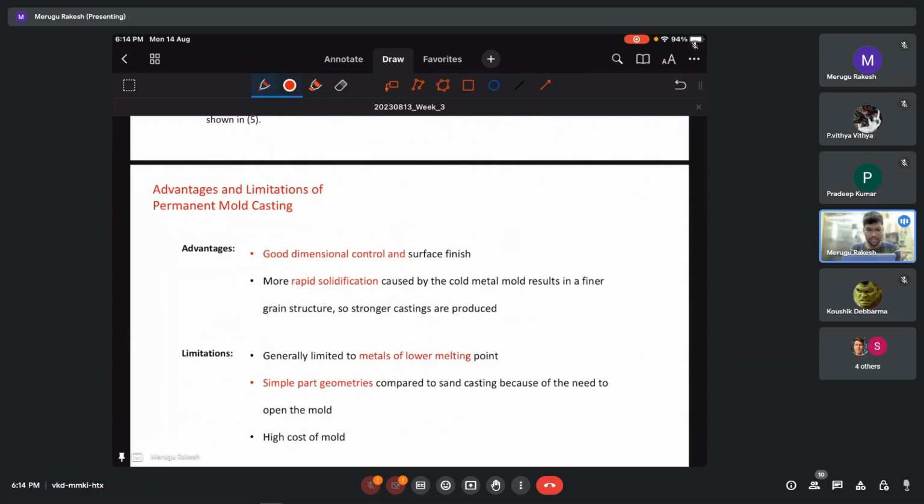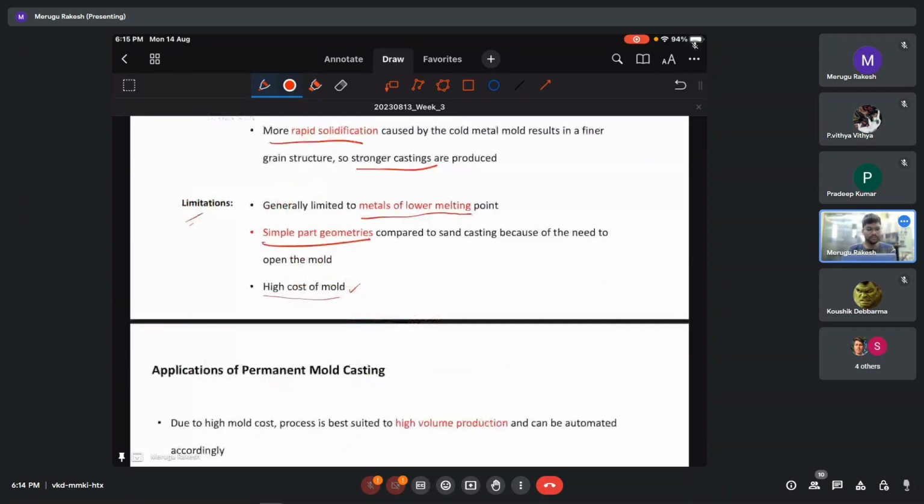As I mentioned, there will be good dimensional control and more rapid solidification, so finer grains are produced and the strength of the component will be more. But the limitation is that only low melting metals can be used, and simple geometries, because we have to open the dies and take out the component. Of course, it is associated with high cost of mold. These dies are generally costly, so if there is any design change, it will be difficult for permanent mold casting.